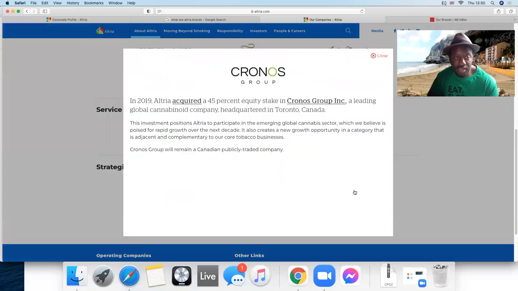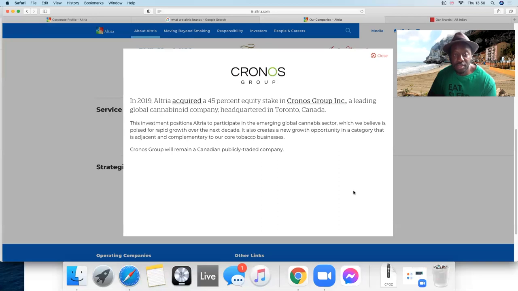They've also gone into cannabis. In 2019, Altria acquired a 45% equity stake in Kronos Group, a leading global cannabinoid company headquartered in Toronto, Canada. This investment positions Altria to participate in the emerging global cannabis sector, which we believe is poised for rapid growth over the next decade. It also creates a new growth opportunity in a category that is adjacent and complementary to our core tobacco businesses.